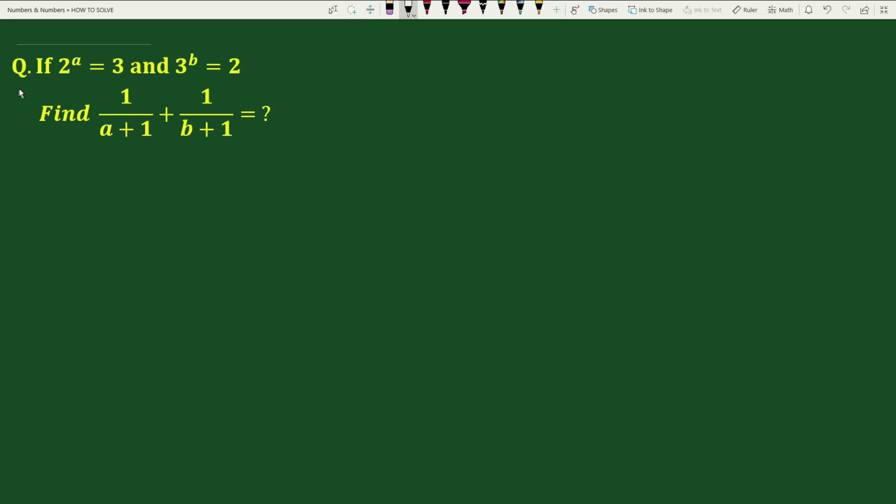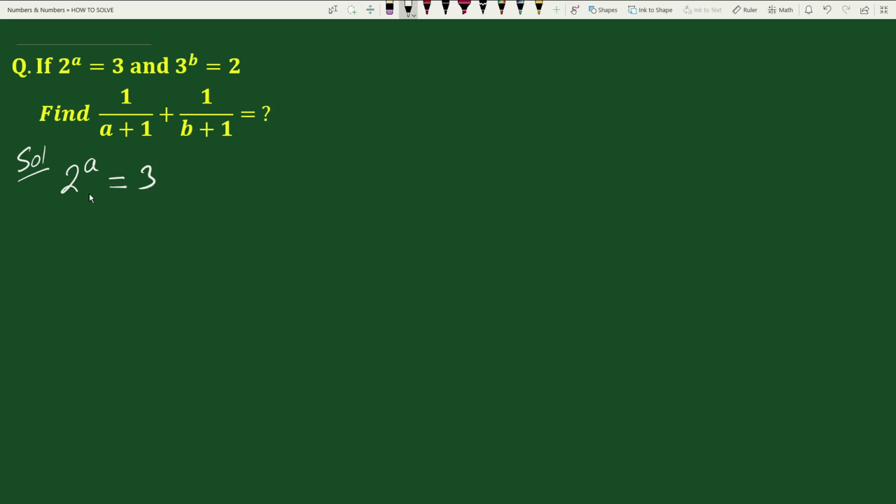Hello everyone. Question is, if 2 to the power a equals 3 and 3 to the power b equals 2, find 1/(a+1) + 1/(b+1). Solution will be, here we have been given 2 to the power a equals 3.